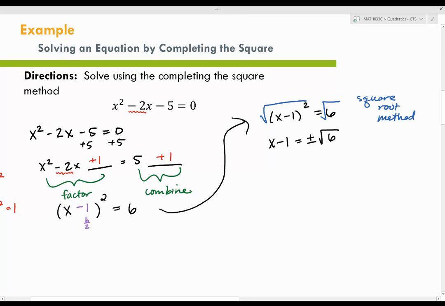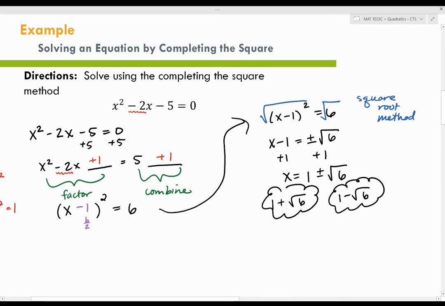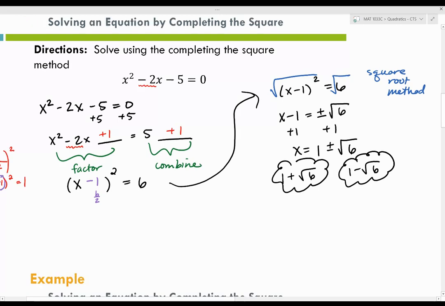Okay. And then we need to solve for x. So I'm going to add 1 to both sides of my equation. So I have x = 1 ± √6. And that's my answer. Remember, when we're using the shorthand, that's two separate answers. One is 1 + √6, and the other one is 1 − √6. But those are our two answers. Okay? All right, let's try another example.